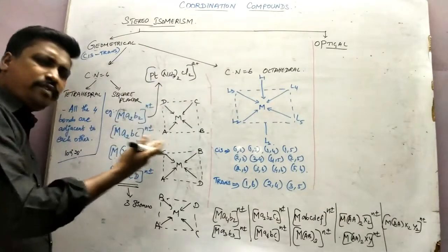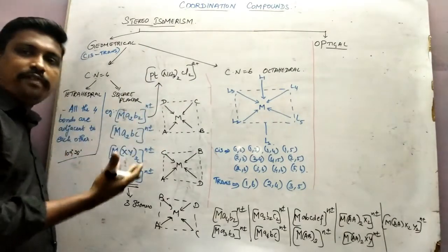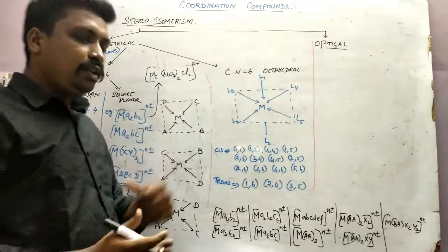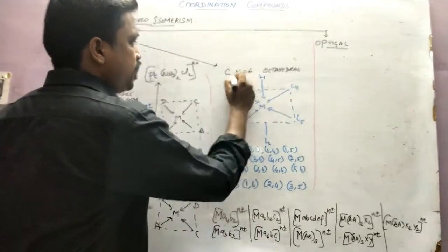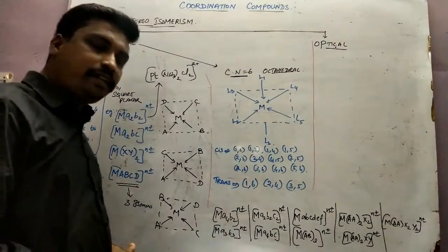Similarly, we can write about the formula. Whatever the formula is, it is nothing difficult. We can write the formula and we can write the examples. Right? Then coming to coordination number 6. If the coordination number is 6, then the geometry is called octahedral geometry.